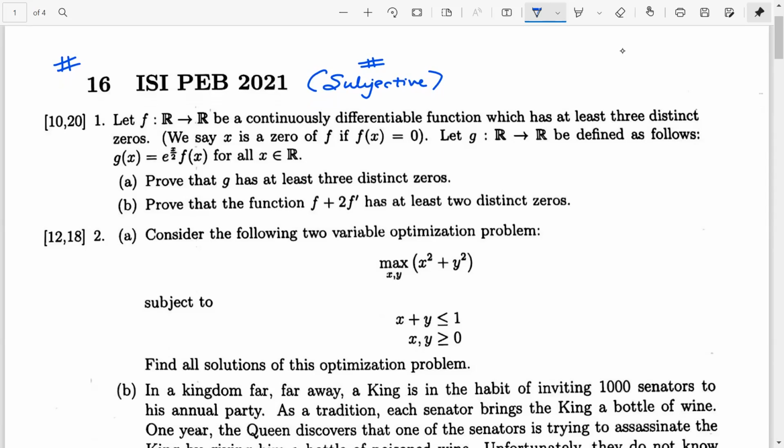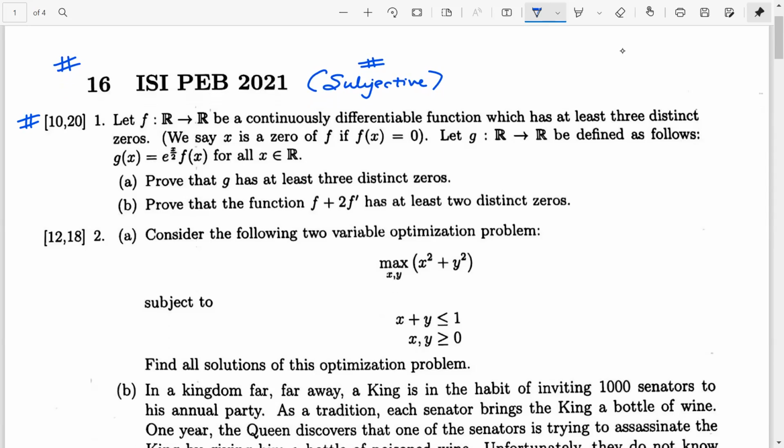Okay, so let's look at the first question. Every question is for 30 marks. You can see the first question has two parts. The first part is for 10 marks. The second one is for 20 marks. So let's read the question and then we can solve it.